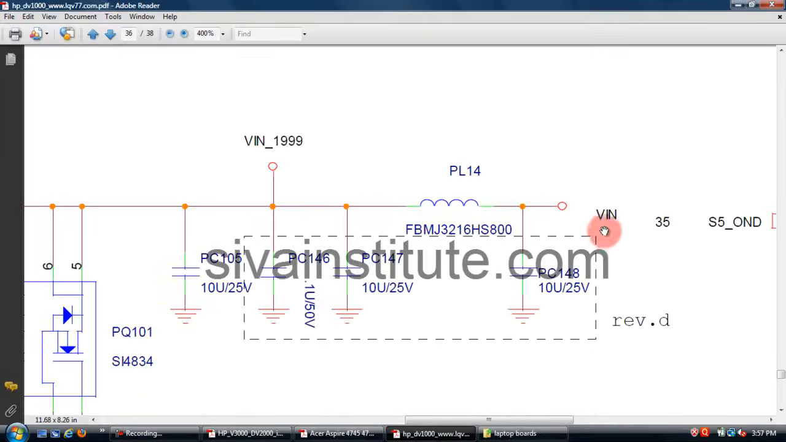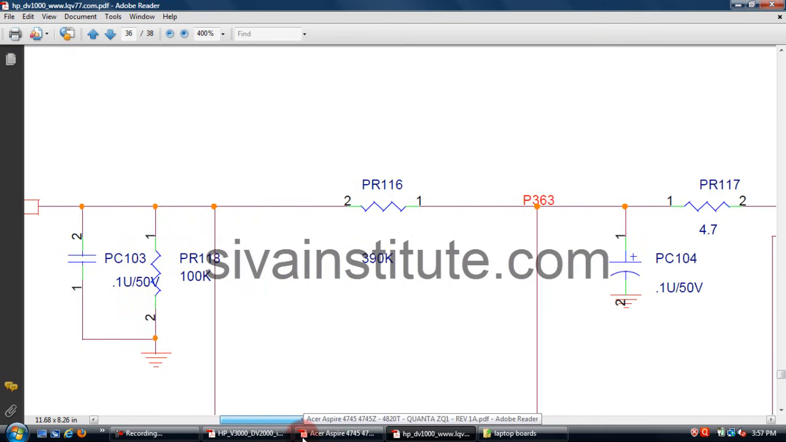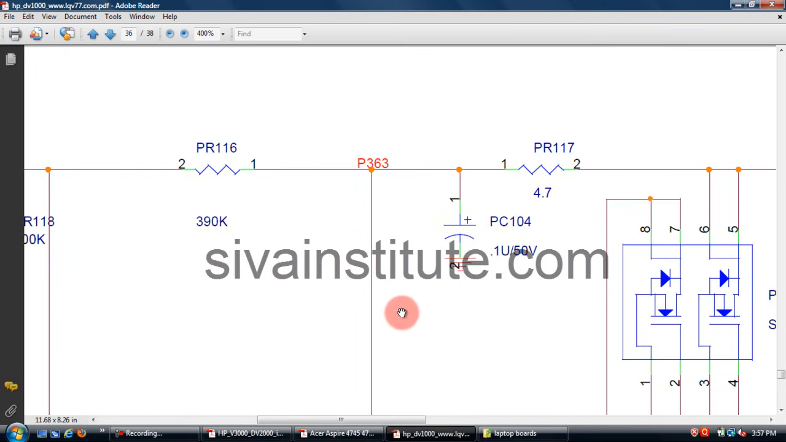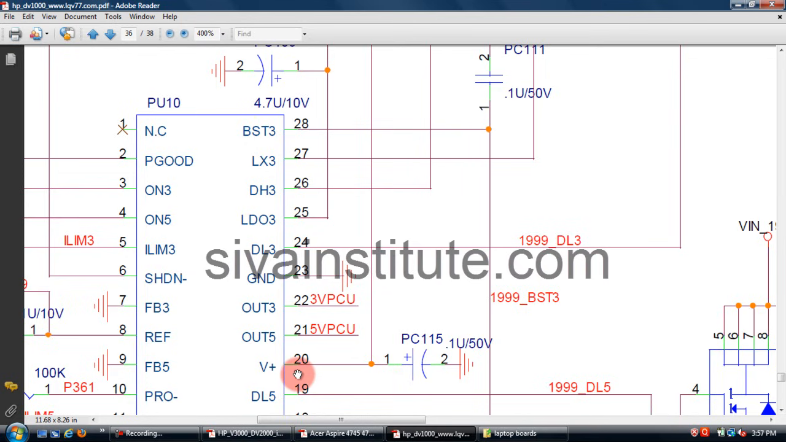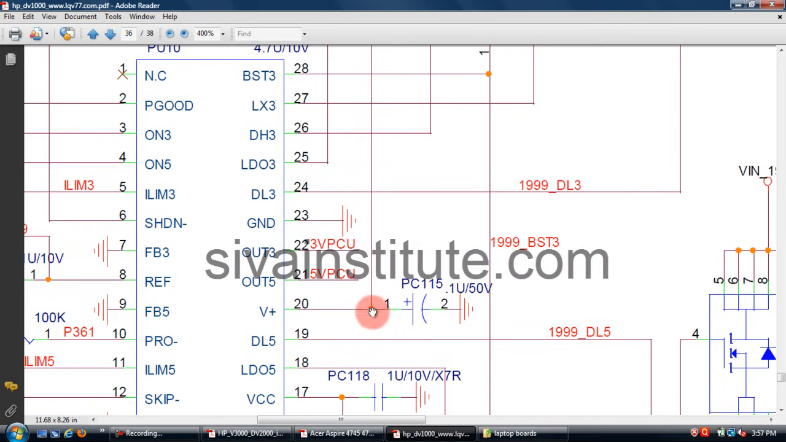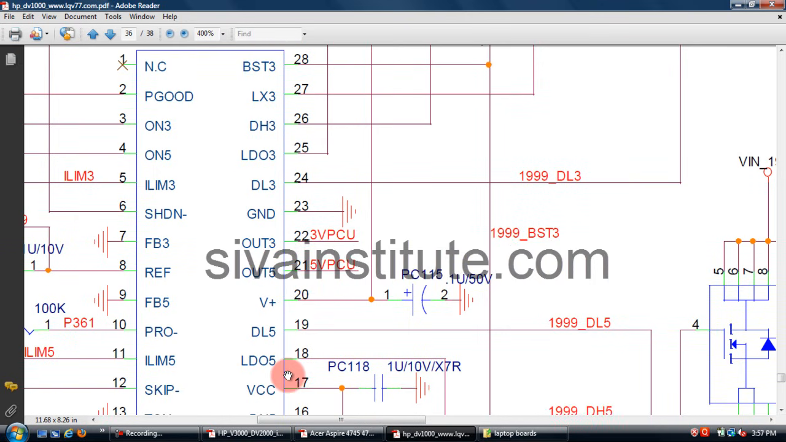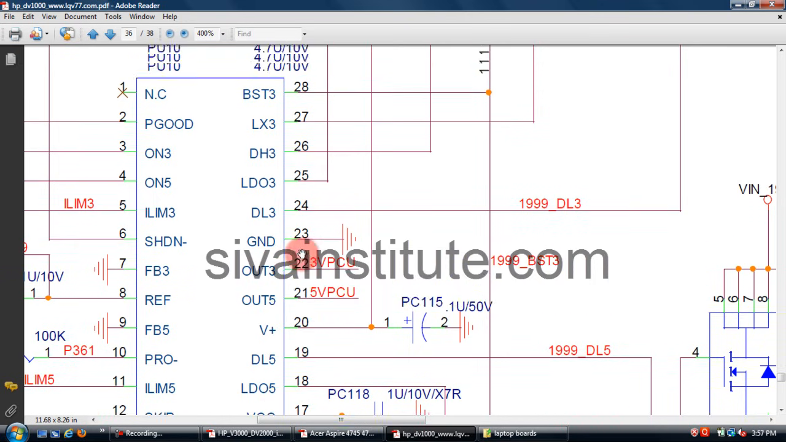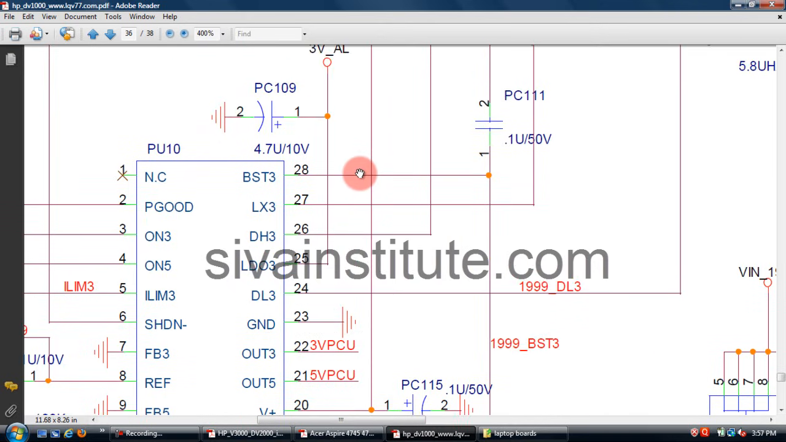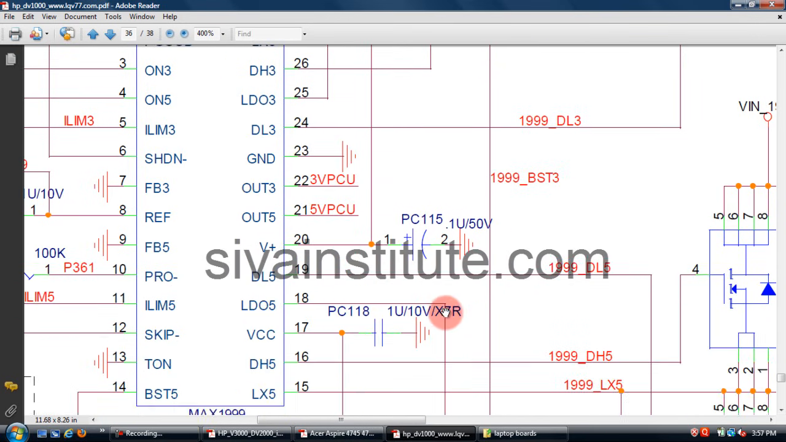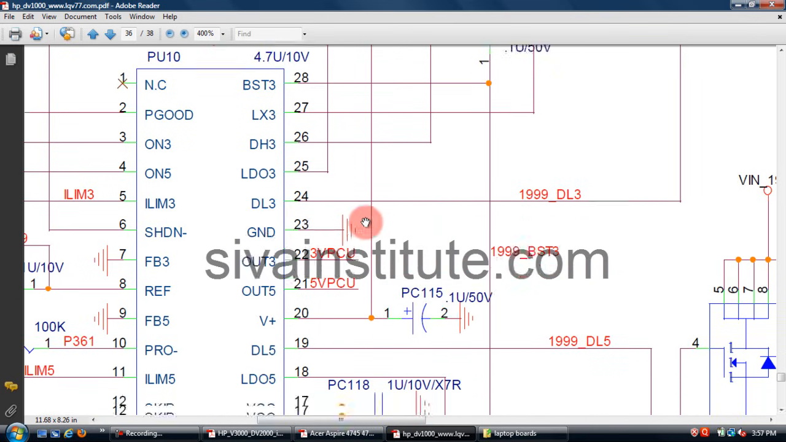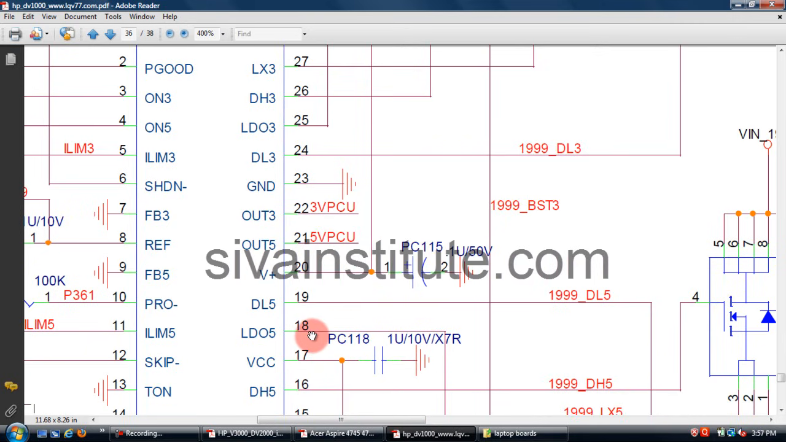See here in this circuit, the V in voltage comes through PL14, and this voltage comes to this IC through this resistor. This voltage goes to pin number 20. When you give voltage to this pin, the LDO 5 volts comes out from this IC, and LDO 3 volts comes out from this pin, but this voltage is not used in this circuit. So next, if there is no voltage at this point, no LDO voltage, you should check the shutdown pin.